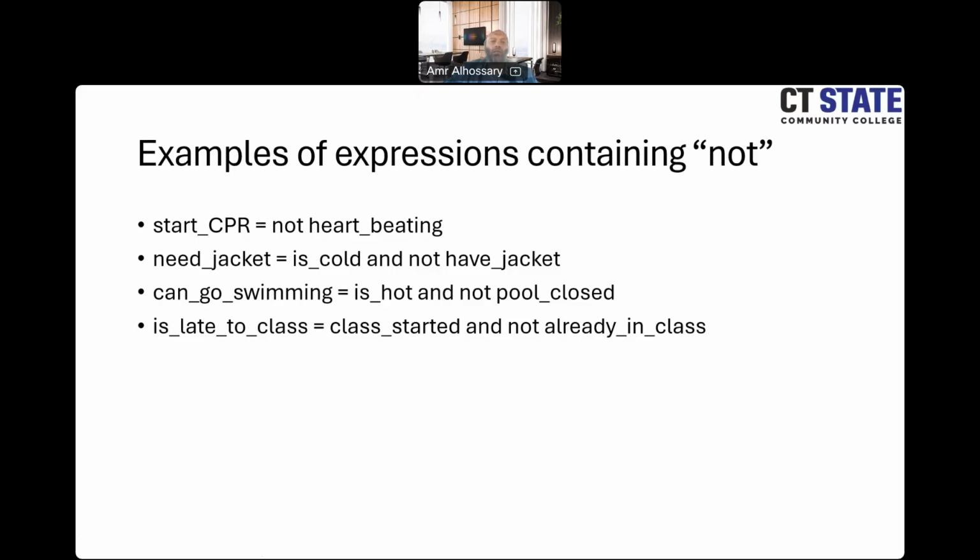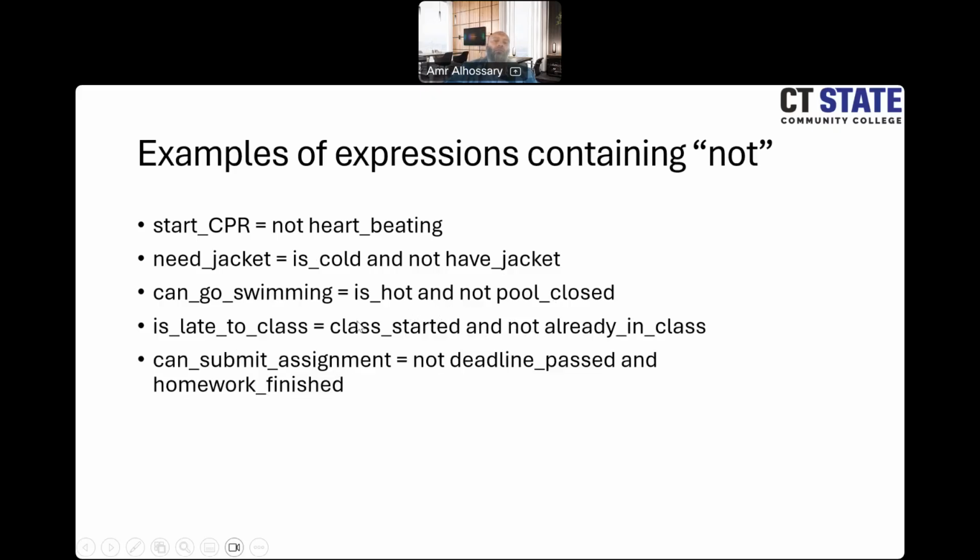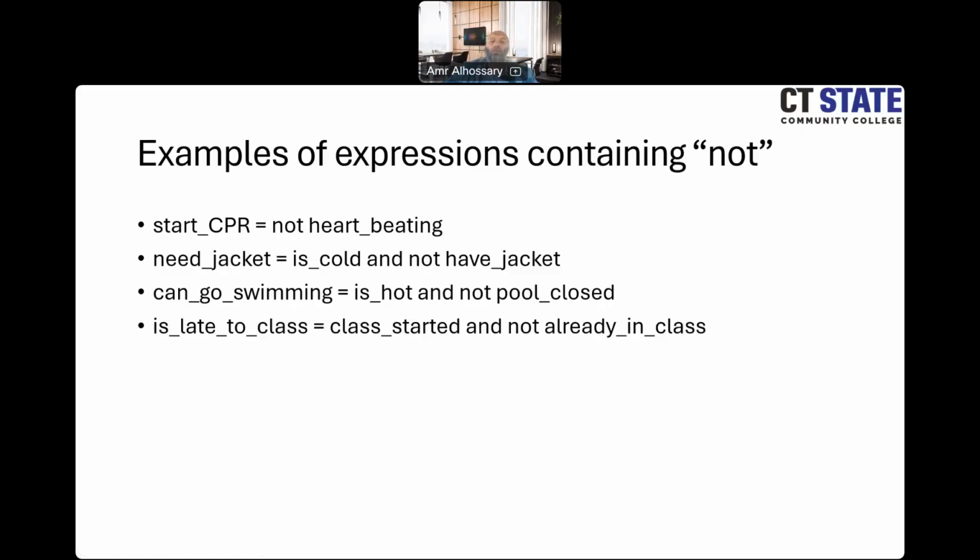Mr. XYZ is late to class if class started and not already in class. So if he's already in class, this is true. Adding not makes that part false, and ANDing it makes the whole expression false. Which means he is not late to class because he's already in the class, although the class started.